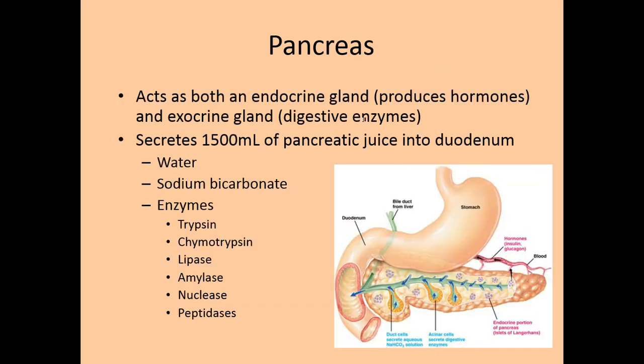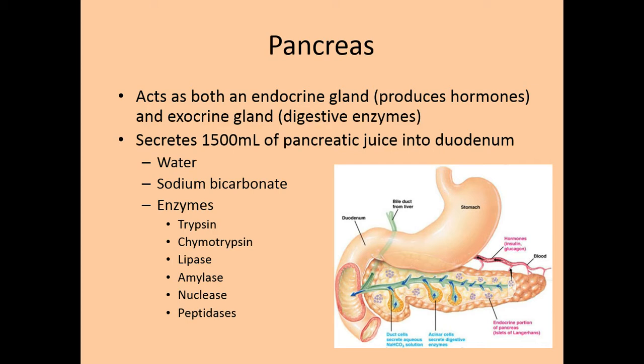All right, the pancreas is another accessory organ. It lies just inferior to the stomach, and its job is both endocrine and exocrine. As an endocrine organ, you know that it produces insulin and glucagon for regulation of blood sugar levels. But as a digestive organ, it's an exocrine gland, meaning it secretes digestive enzymes through a duct.